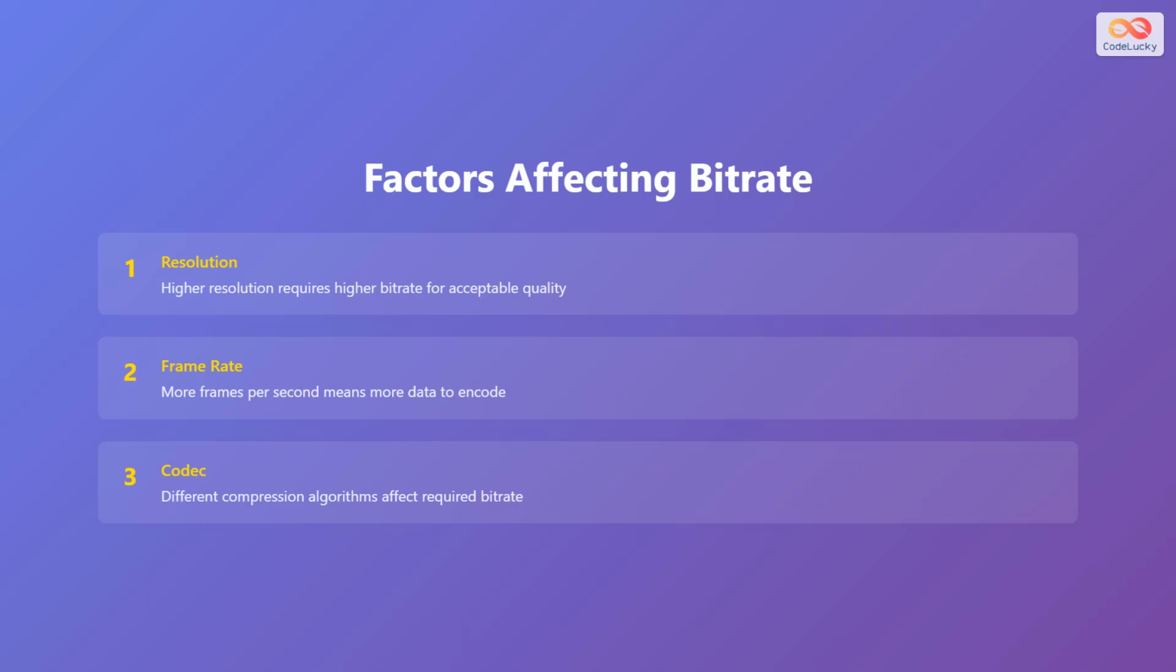Three primary factors influence the required bitrate for media. First, resolution. Higher resolution content like 4K requires higher bitrate to maintain acceptable visual quality. Second, frame rate. More frames per second means more data needs to be encoded, so higher frame rates require higher bitrate. Third, the codec or compression algorithm used. Different codecs have varying efficiency, so the same video encoded with different codecs may require different bitrates to achieve comparable quality.